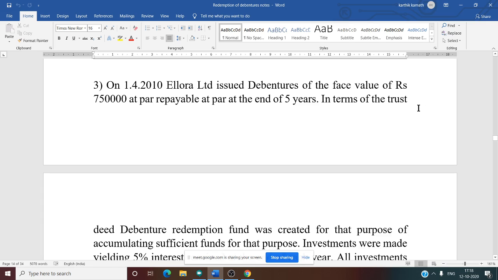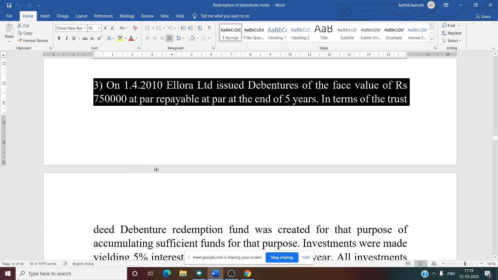On 1/4/2010, Ellora Limited issued debentures of face value rupees 7,50,000 at par, repayable at par at the end of 5 years. That means what? Issued at par, repayable at par. So the value remains the same. 7,50,000 itself is the value at the beginning and at the end.